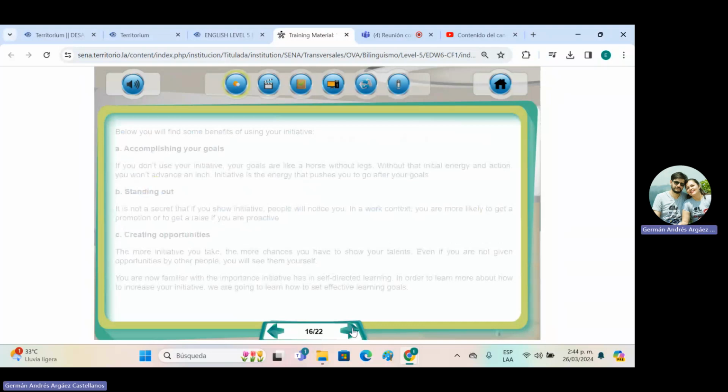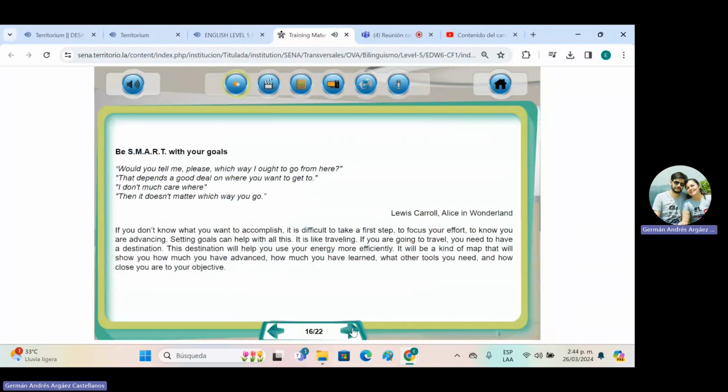Would you tell me, please, which way I ought to go from here? That depends a good deal on where you want to get to. I don't much care where. Then it doesn't matter which way you go. By Lewis Carroll, Alice in Wonderland.